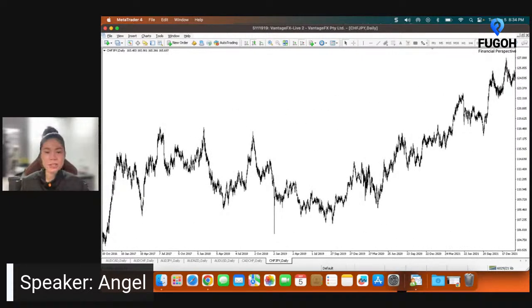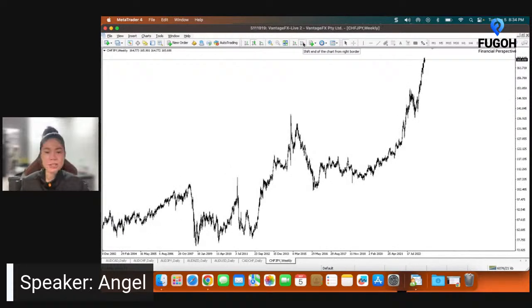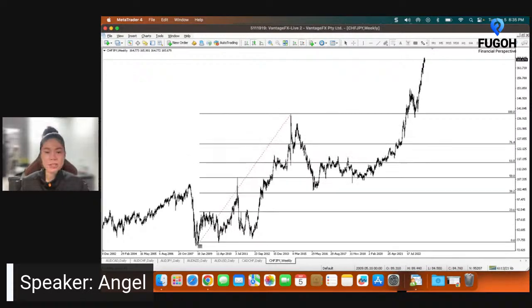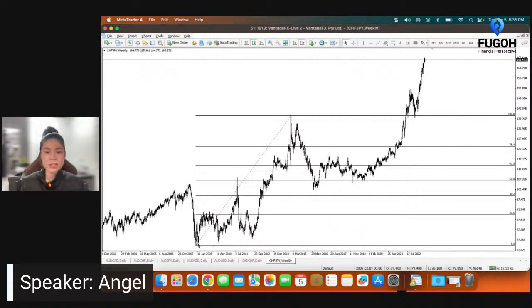Let me go to the weekly chart. Even though I do D1 most of the time, I take my chances in scaling up or scaling down depending on the situation. As I saw that the chart is steadily going up, I have to check what's happening on the weekly market and see where the price is, and it's already in a very high area. Let me use my Fibonacci and see where the price is.